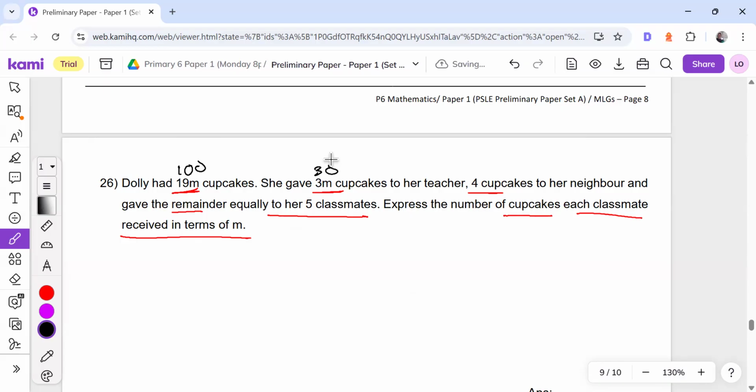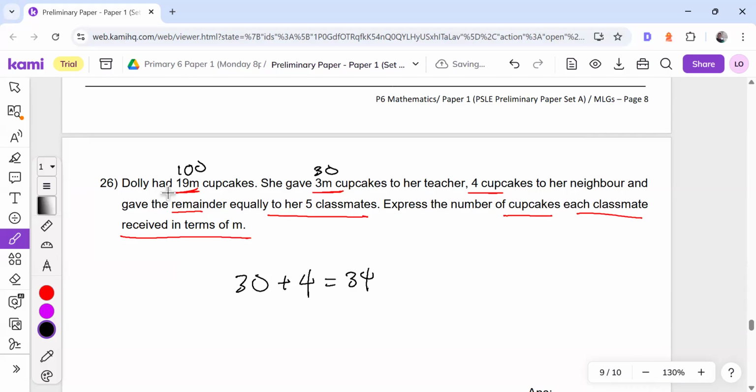Okay, so now can we solve already? Dolly got 100, she gave 30, and she also gave 4. So can you find the remainder? You take 30 plus 4 to find how many Dolly gave away, right? 30 plus 4 will be 34, right?